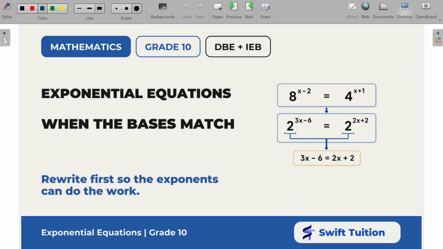You're watching Swift Tuition, and in this video, I'll be covering solving simple exponential equations. So how to match your bases, use reciprocals, and apply exponent laws.